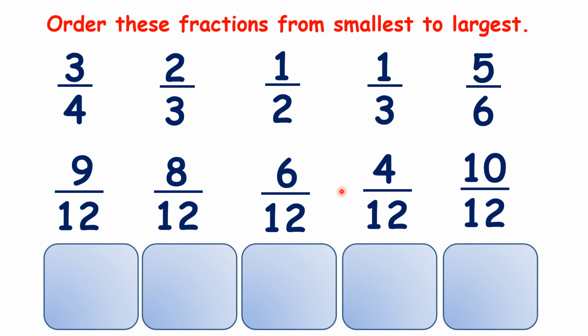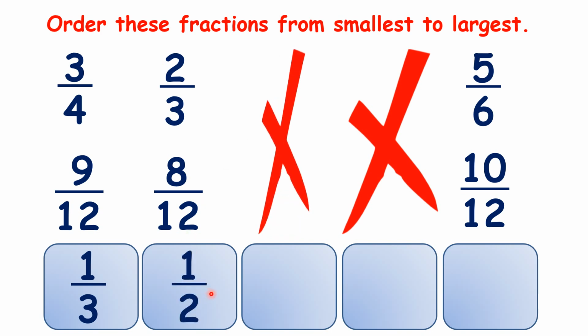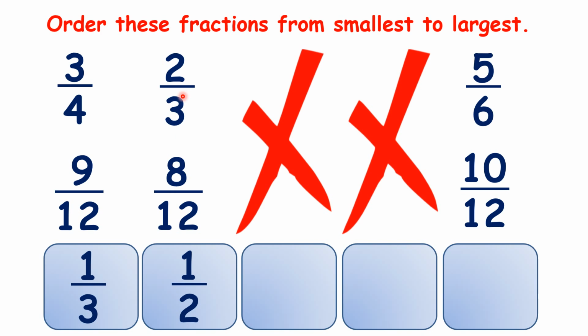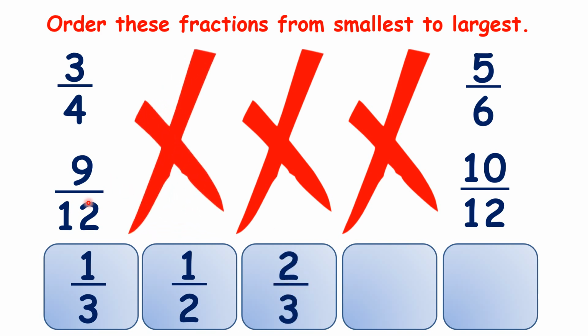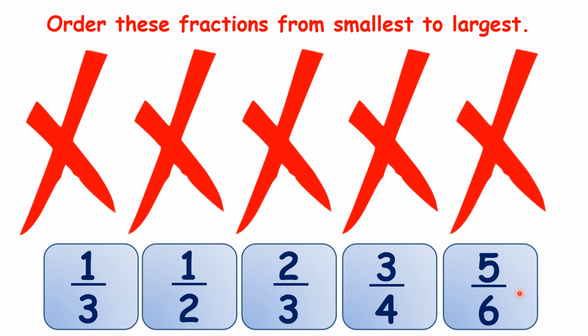So now that we have our equivalent fractions, it's easy to sort them from smallest to largest. We can see that 4/12 is the smallest, so that's 1/3. Then we have 6/12, which is 1/2. Then 8/12, so 2/3. Then 9/12, or 3/4. Then 10/12, or 5/6. So we have 1/3, 1/2, 2/3, 3/4, and 5/6.